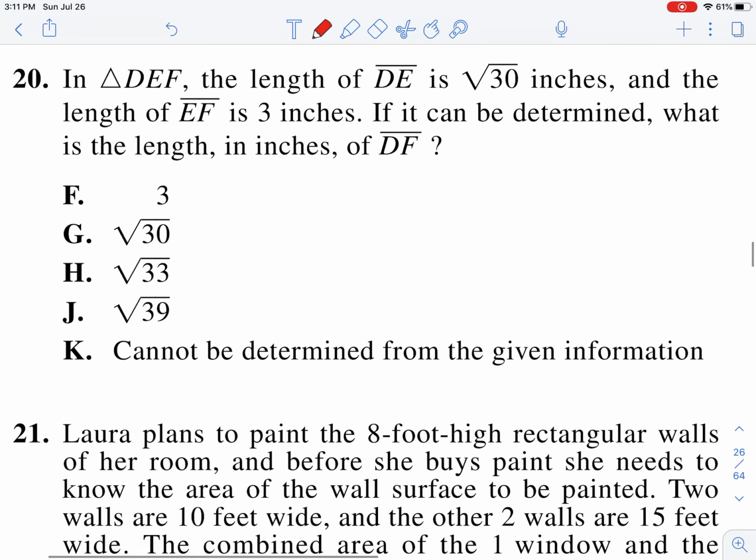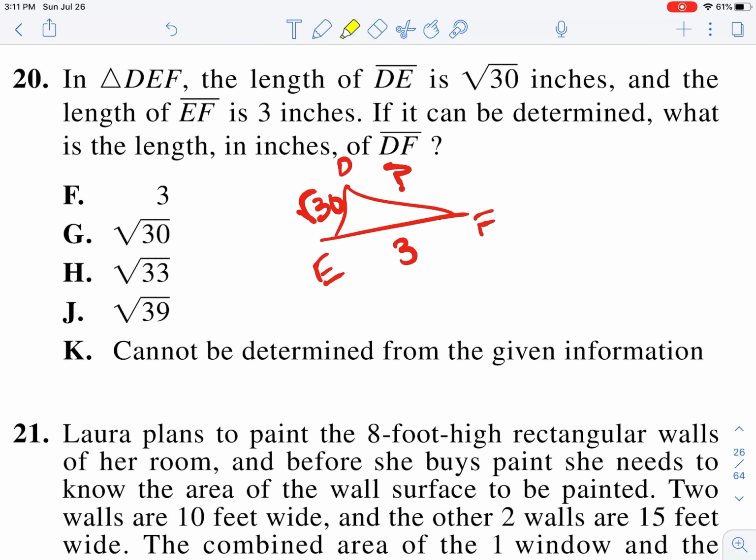In DEF, the length of DE is square root of 30 inches, and the length of EF is 3 inches. What is the length of DF? So let's just draw this out. So we have DEF. It says DE is square root of 30, EF is 3, and then we have this one here. Now, the problem here is they only give you two things. They give you side length and side length. That doesn't really control what this third one can be.